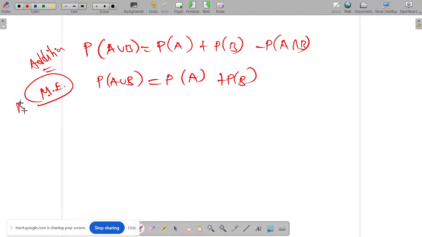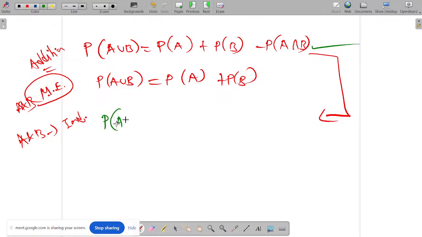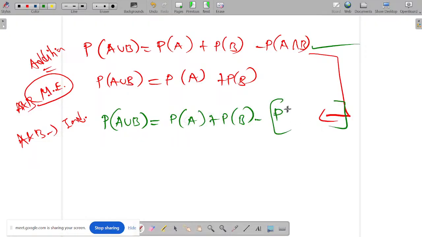Now I say A and B are mutually exclusive, and I say A and B are independent. Now how will this theorem look? A and B are two events: A is the event of the first trial, B is the event of the second trial, and A and B are independent. How will this theorem change? P of A intersection B is P of A into P of B. You just apply the multiplication theorem in the addition theorem.